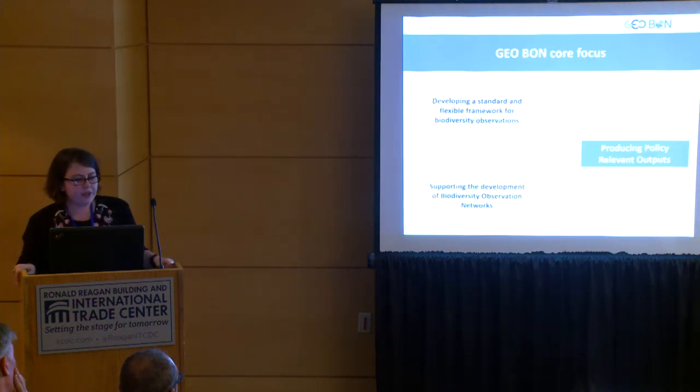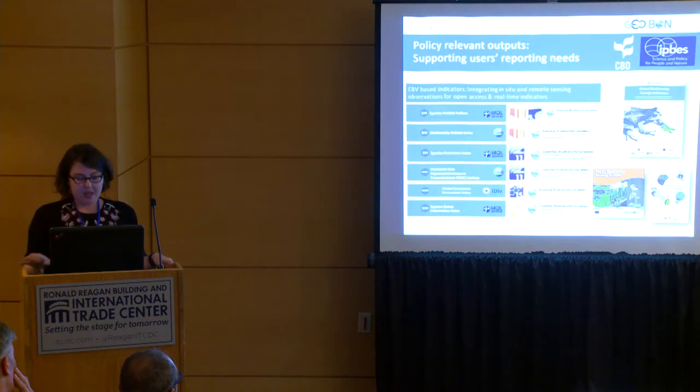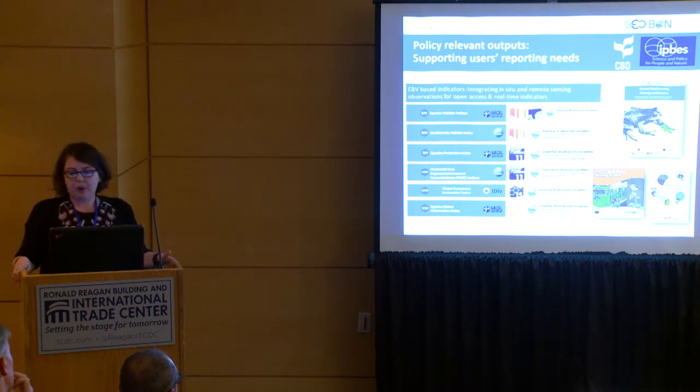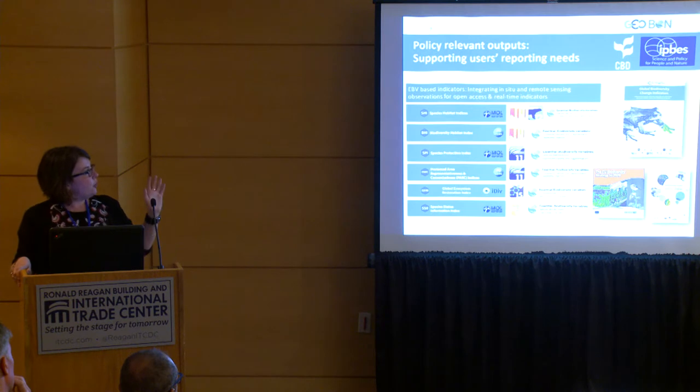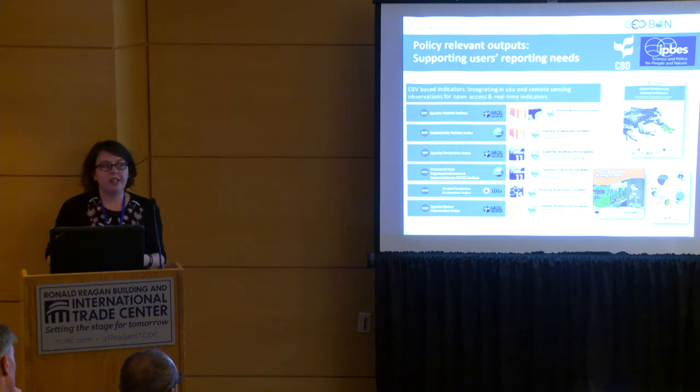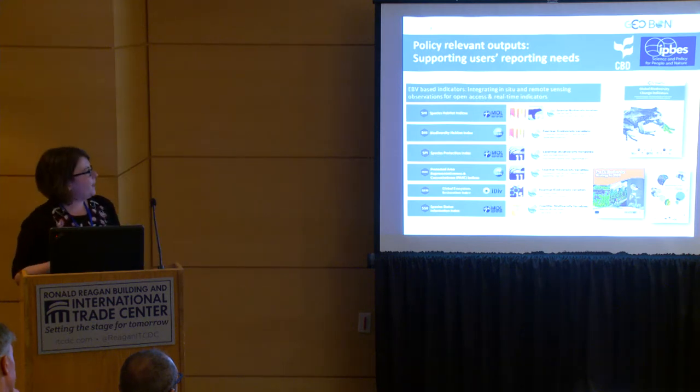And I would now like to focus a little bit more on those policy-relevant outputs that we produce. And as I told you earlier, EBVs can be seen as the building block of indicators. So concretely, we've been working with our partners to develop a set of global biodiversity change indicators that are designed to track progress towards some of the Aichi biodiversity targets.